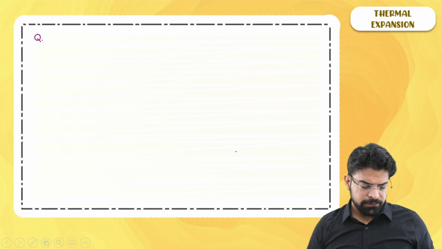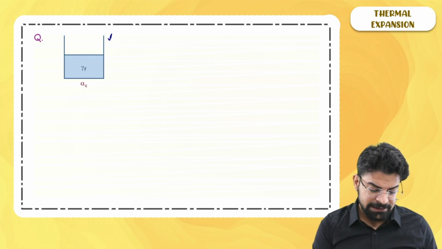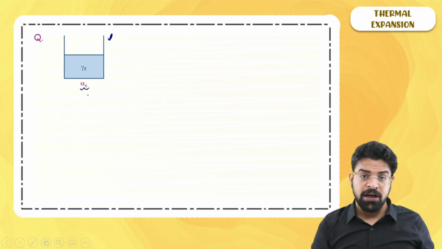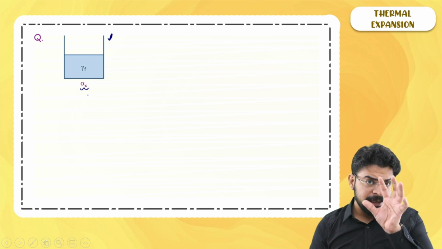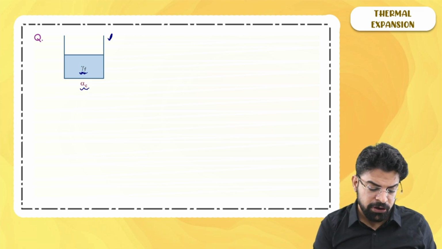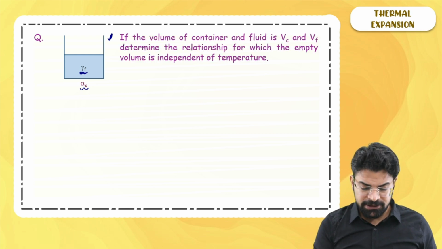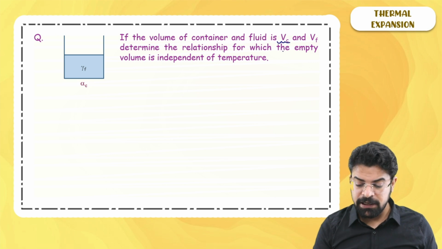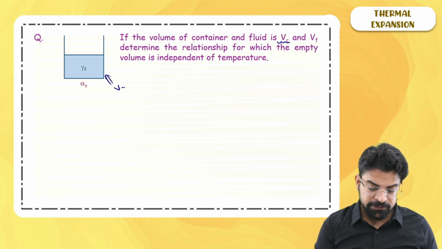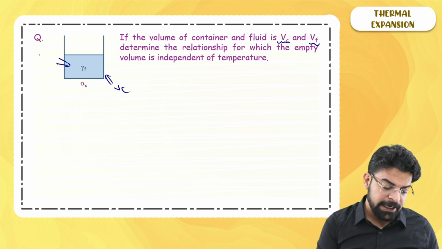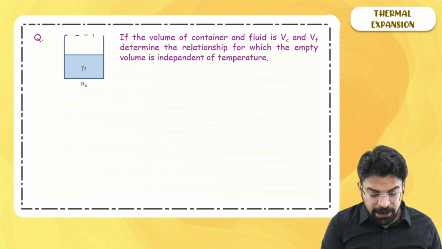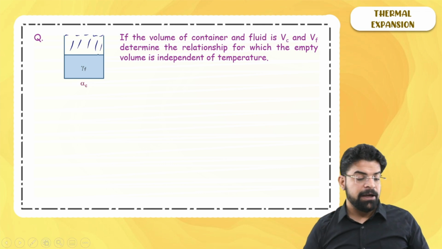Moving on to a question. There is a container made of a material having coefficient of linear expansion alpha c, and a fluid filled in the container having coefficient of volume expansion gamma f. If the volume of the container is Vc and the volume of the fluid inside is Vf, determine the relationship for which the empty volume is independent of temperature. So whatever empty volume you have here should be independent of temperature.